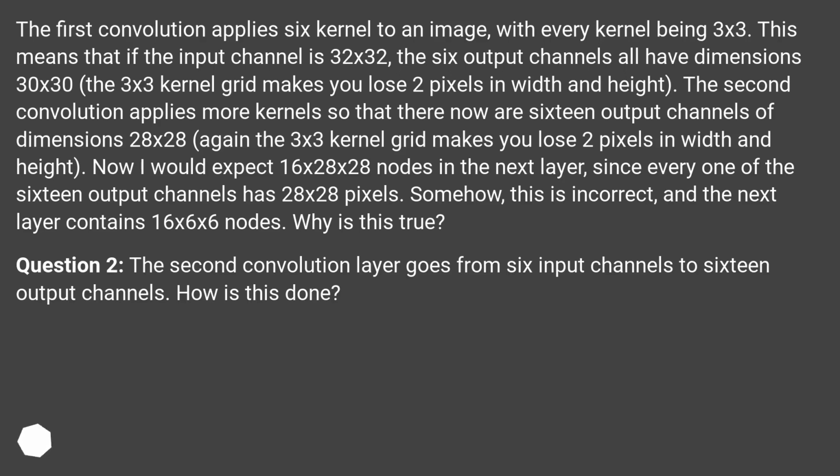Now I would expect 16 by 28 by 28 nodes in the next layer, since every one of the 16 output channels has 28 by 28 pixels. Somehow, this is incorrect, and the next layer contains 16 by 6 by 6 nodes. Why is this true? Question 2. The second convolution layer goes from 6 input channels to 16 output channels. How is this done?